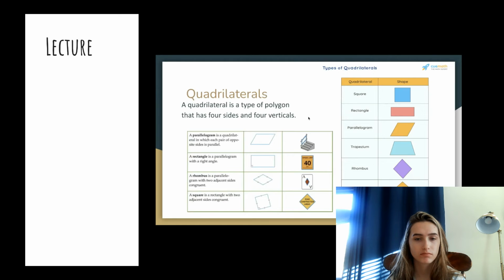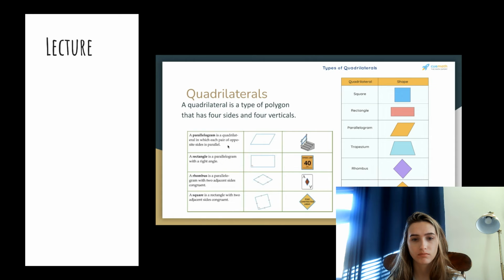So now let's talk about quadrilaterals. A quadrilateral is a type of polygon that has 4 sides and 4 vertices. So here's some different types of quadrilaterals. We have a square, a rectangle, a parallelogram, a trapezium, a rhombus, and a kite.